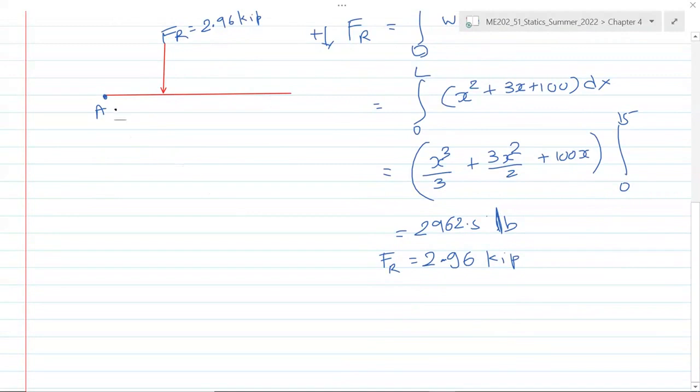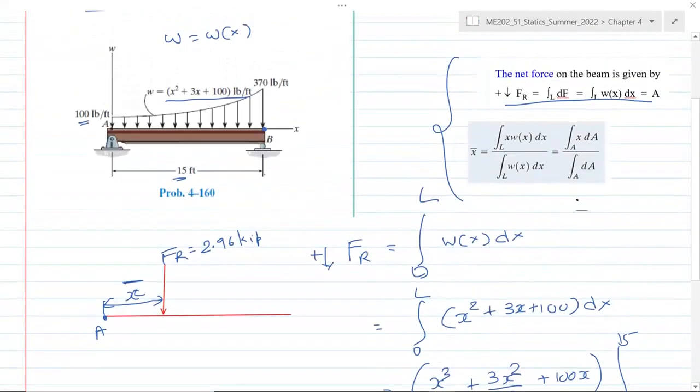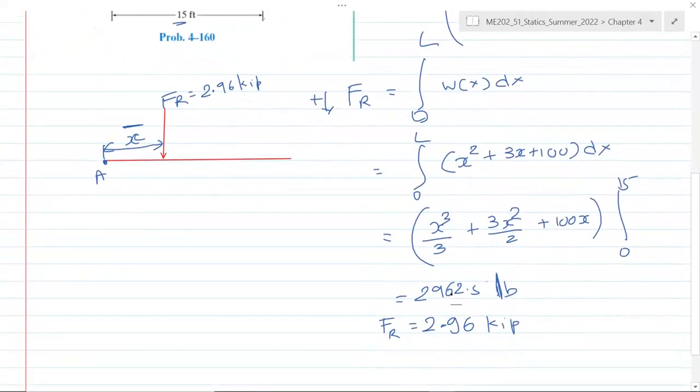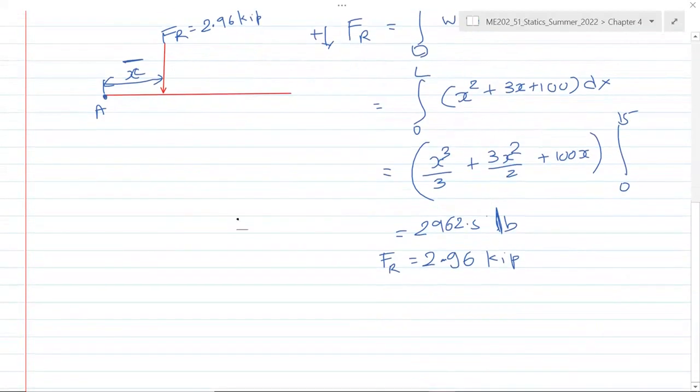And now to find the exact location of that from A, let's call this X bar. To find X bar, we will make use of this second equation, which is the integral of X multiplied by W(x) dx divided by the integral of W(x) dx. This integral of W(x) dx is nothing but our load. We just have done that here, so that's 2962.5. Now what we need to do is multiply this with one more X because it's the moment now. Load multiplied by distance is moment, and then we integrate it over the length.